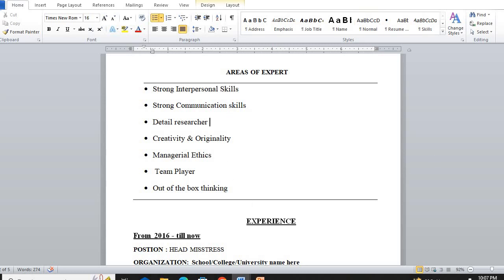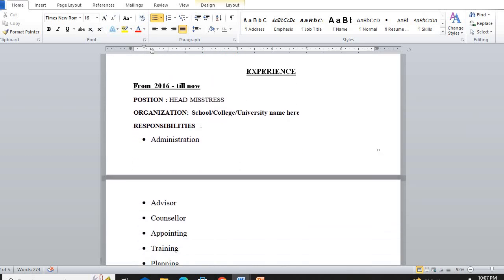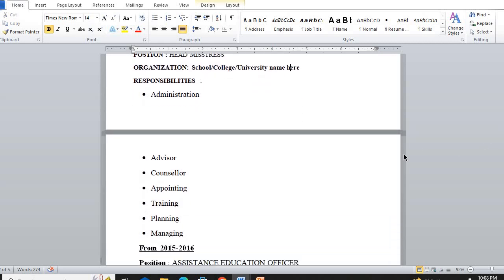Then when you move next, it's experience. Experience means professional experience. Now this is the most recent one, from 2016 till now. Headmistress, here you're going to write the name of school, college or university. Then responsibilities, this is also optional. Administration, advisor, counselor, appointing means the one who appoints teachers, training, planning, managing and so on.